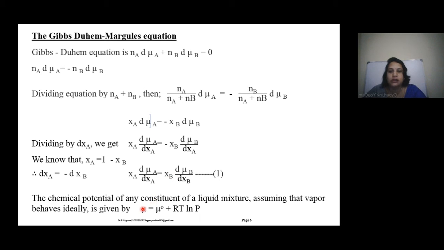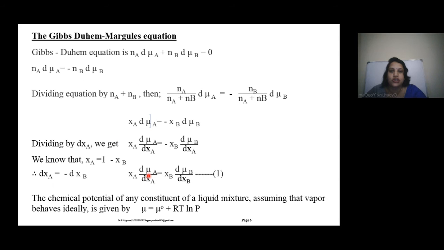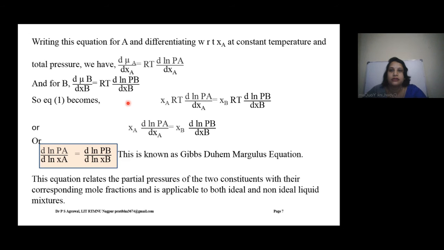Now the chemical potential is given as mu equal to mu 0 plus RT ln P. So the expression will become like this. This is for mu A. Similarly, we can write down the expression for mu B, and by putting both equations in this, we get this. Finally, separating the terms, we reach that d ln Pa upon d ln Xa is equal to d ln Pb upon d ln Xb. This is the Gibbs-Duhem-Margules equation, which relates the partial pressures of two constituents with their corresponding mole fractions.